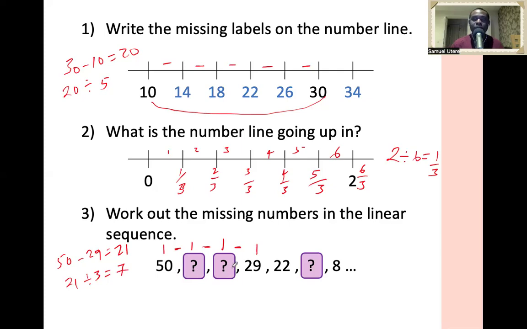Remember, for a linear sequence, the numbers change at a constant rate, with a constant number. So if we keep going, you can see it is decreasing. So the number line is decreasing, or the sequence is decreasing. So we have to subtract 7 each time.